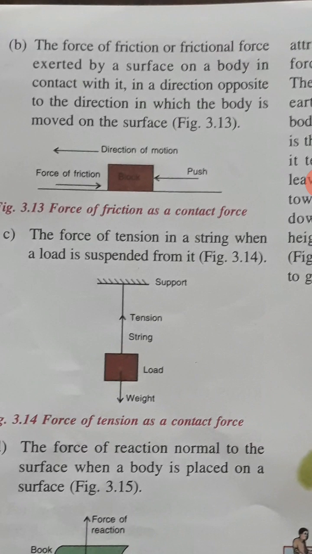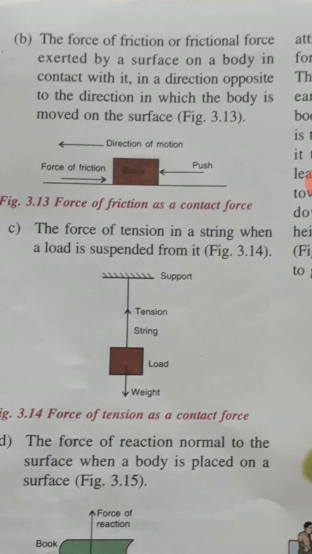Now let us see some more examples. The force of friction, or frictional force, is exerted by a surface on a body in contact with it, in a direction opposite to the direction in which the body is moved on the surface. So force of friction is an opposing force. Now what is force of friction? Let us understand. You can see a brown book which is on the table.